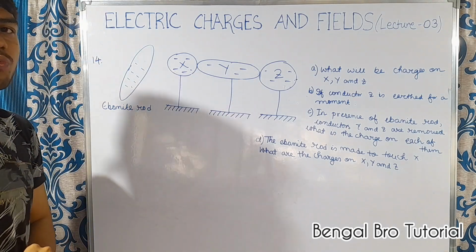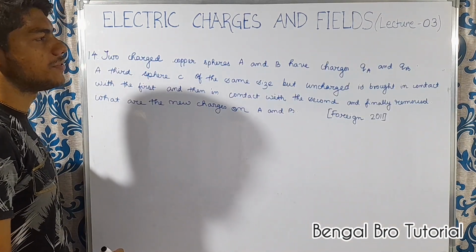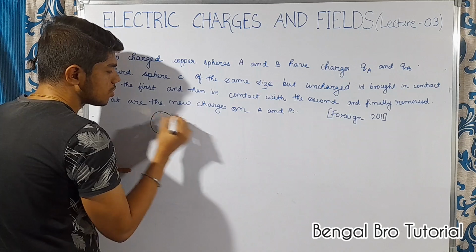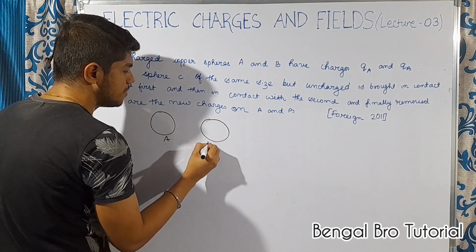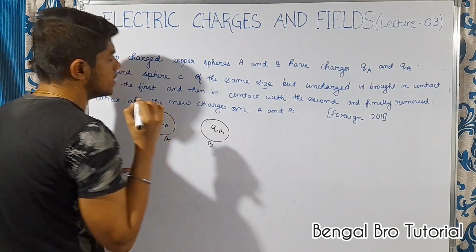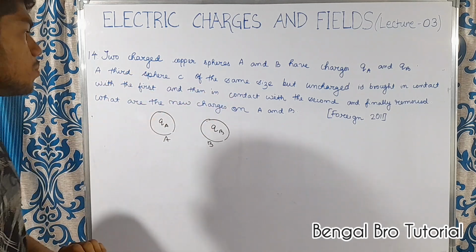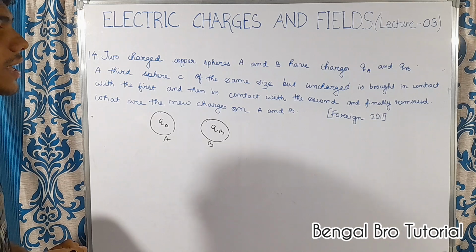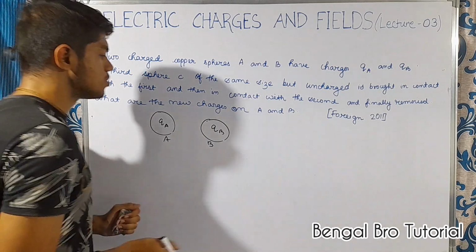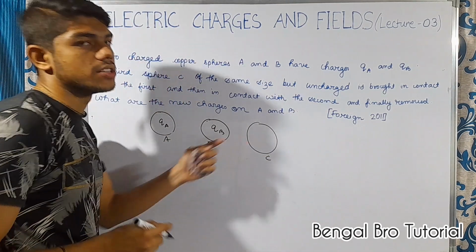So let's move to the next set of questions. Question number 14. Two charged copper spheres A and B have charges QA and QB. So we have two charged copper spheres A and B. Charge on A is QA and charge on B is QB. A third sphere C of the same size but uncharged is brought in contact with the first and then in contact with the second and finally removed. What are the new charges on A and B?